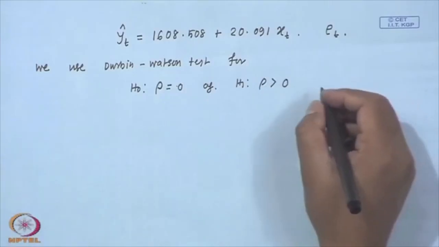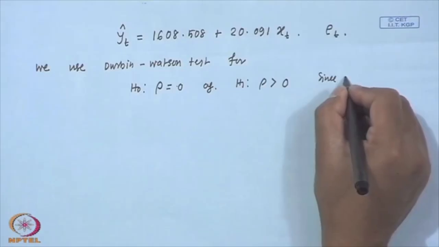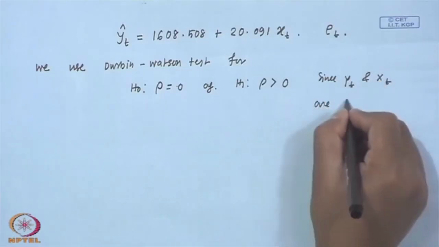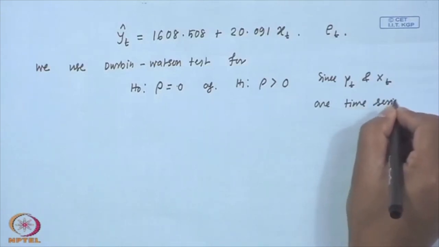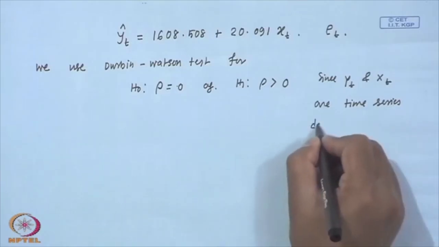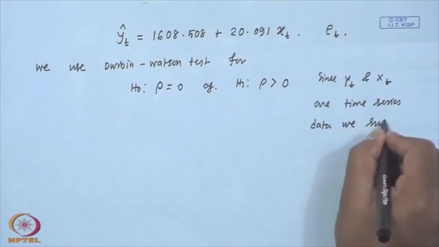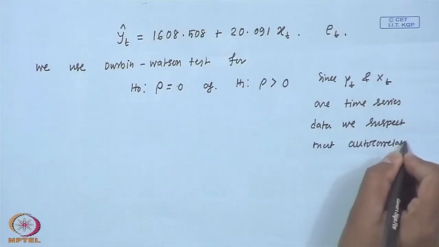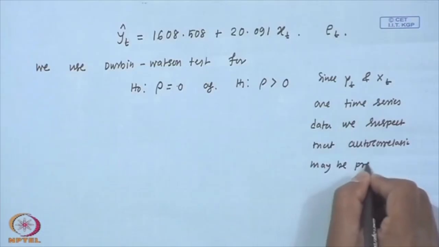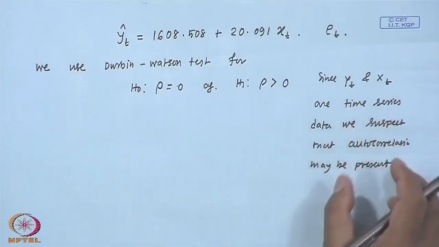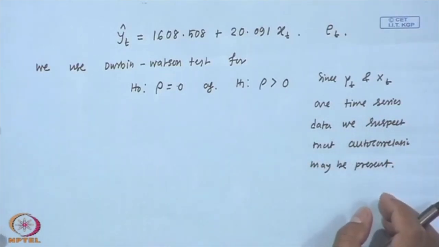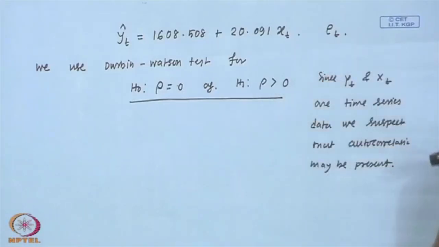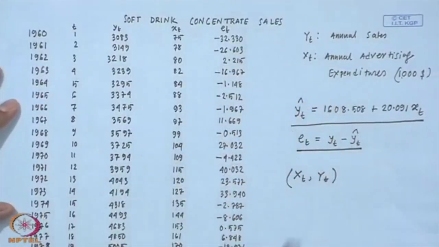Why we are doing this? Because the response variable y t and the regressor variable x t are time series data, taken over time, so we suspect that autocorrelation may be present. If it is not a time series data, then we do not go for an autocorrelation test. So, this is the hypothesis we want to test, and we have the residuals. We computed the residuals here.